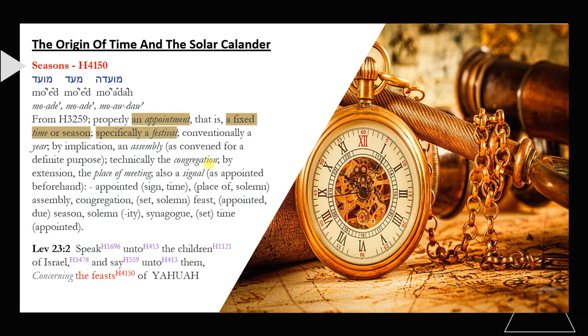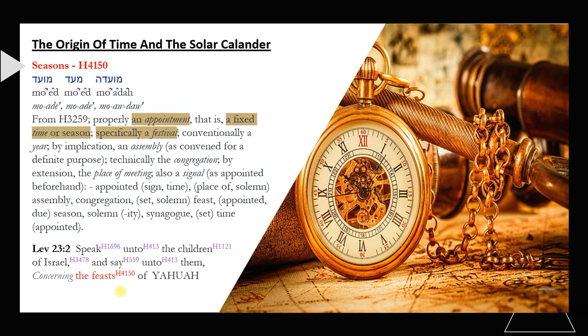And how do I know that this word seasons, that's in Genesis 1, means feast? Just look down at the bottom of the screen, Leviticus 23:2. Look at how it reads. Speak unto the children of Israel, and say unto them concerning the feasts of YAHUAH. Notice this word feast is the same word for seasons, H4150. Same word. Is that surprising?